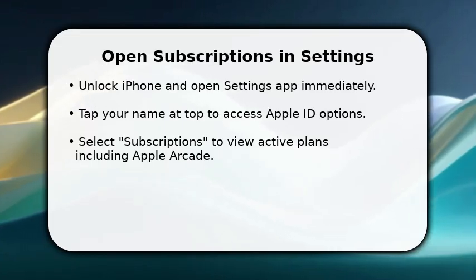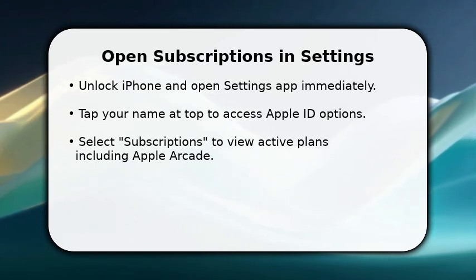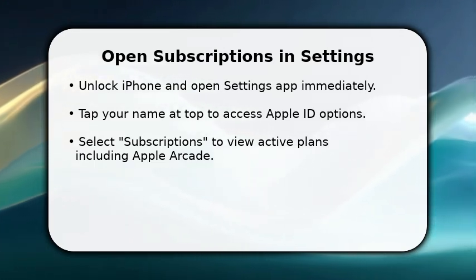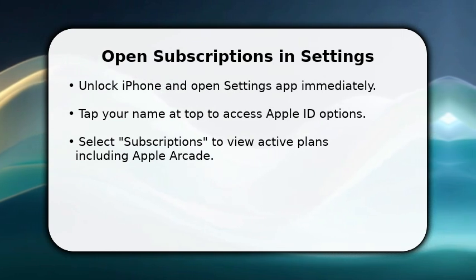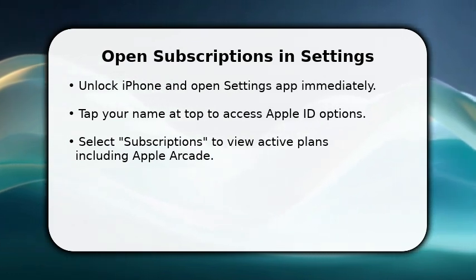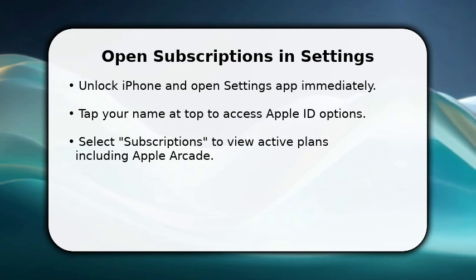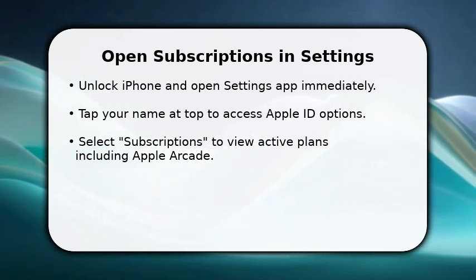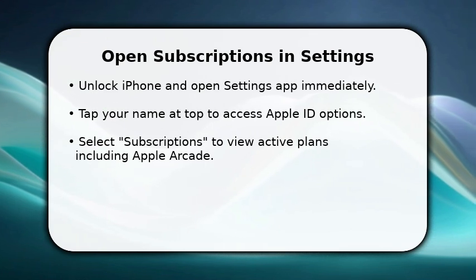You start in Settings because that's where Apple keeps subscriptions. This lets you manage billing and trial periods. Tap your name, then Subscriptions to fetch the current active list. Once done, scan for Apple Arcade, look for the orange icon and the plan name.